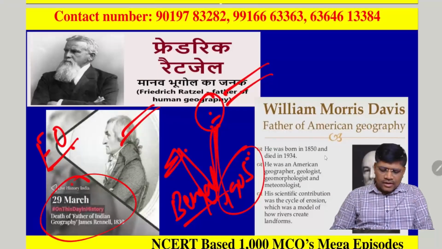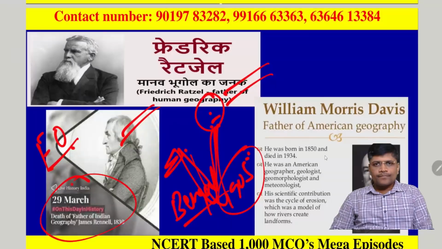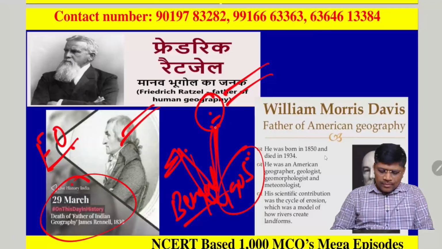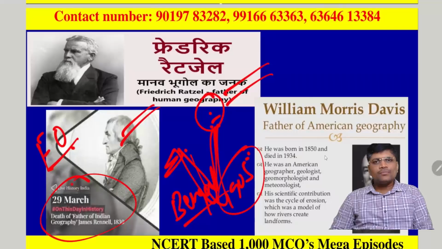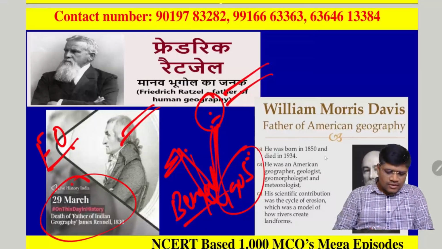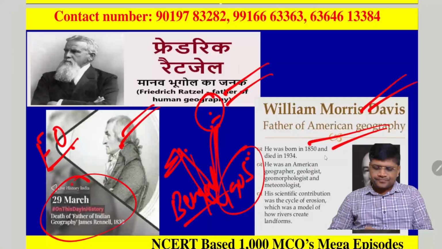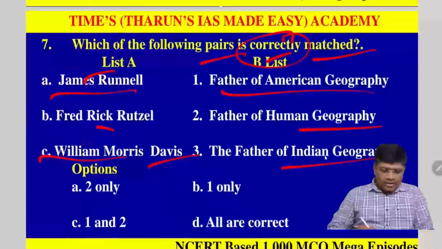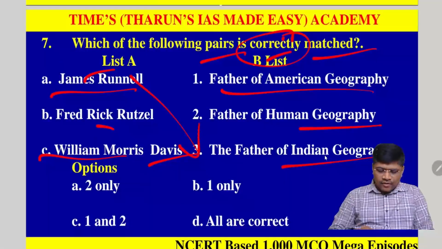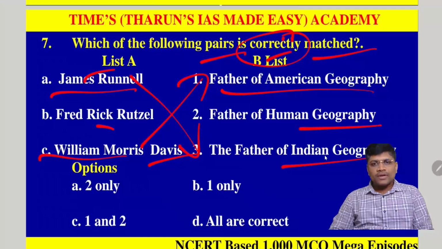So he calculated the complete coastal length of India. He also prepared the map of the complete British Indian provinces. That's why he is called the father of Indian geography. And he is William Morris Davies. He is called the father of American geography. So here, James Rennell should be father of Indian geography, and William Morris Davies should be father of American geography.